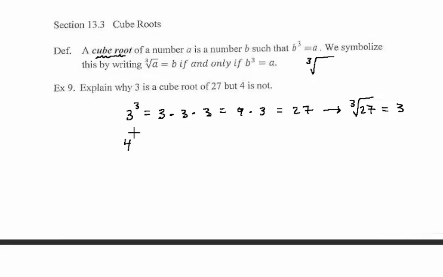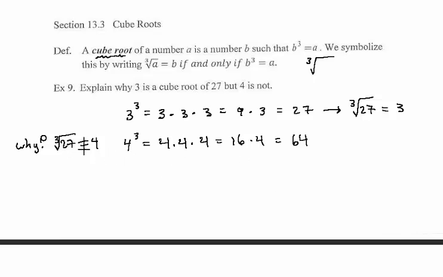Well, why is 4 not the cube root? Why is the cube root of 27 not equal to 4? Well, it's real simple. If we cube 4, we get 4 times 4 times 4, 16 times 4, and it turns out to be a 64, not a 27. So we cannot say the cube root of 27 is 4. That number is 3 only.